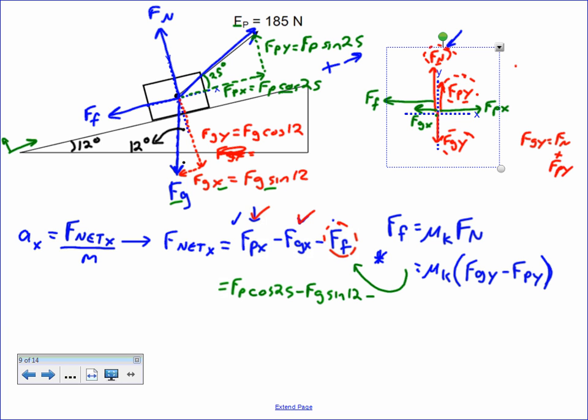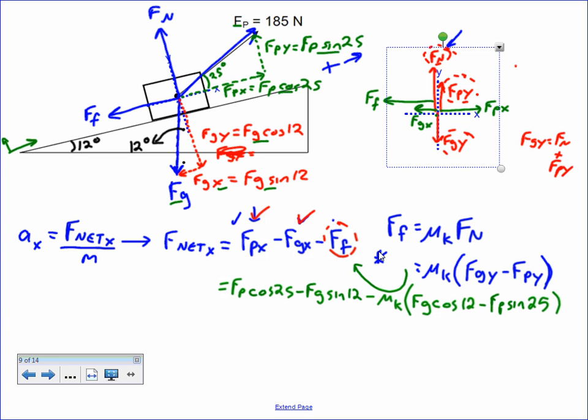Fgx minus mu k Fg cos 12 minus Fp sine 25. Those ones came from here and here.